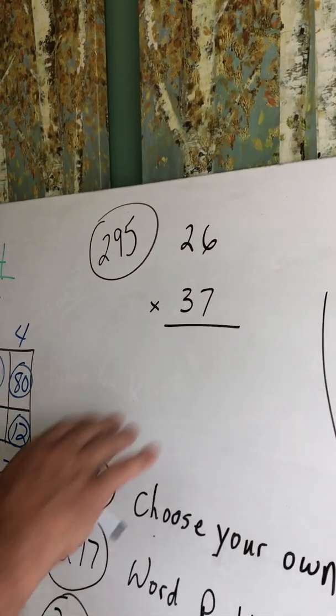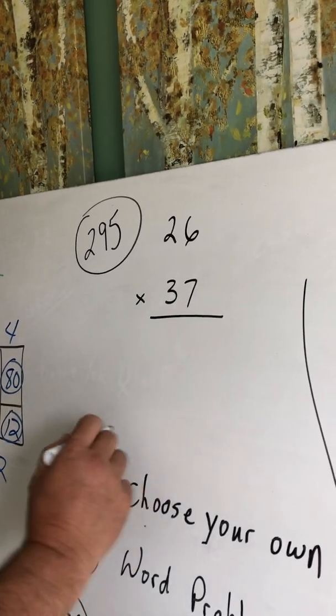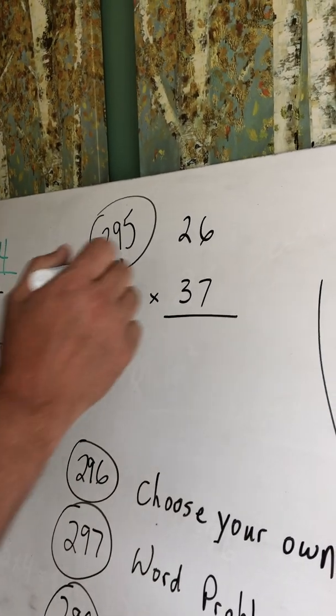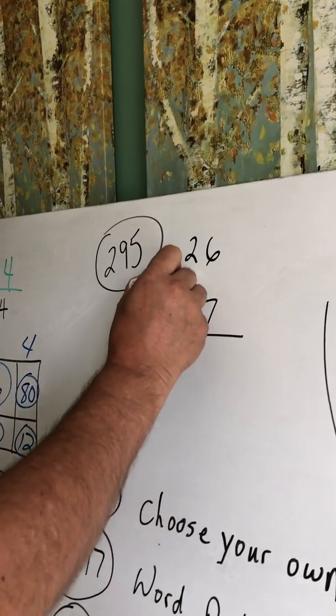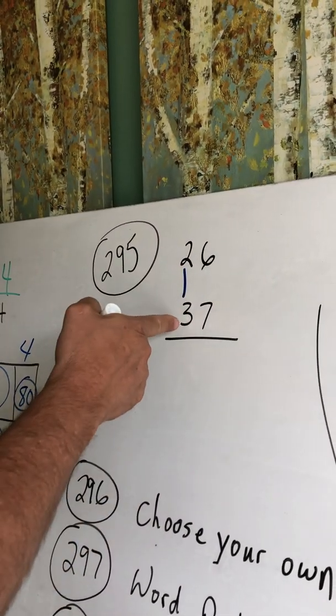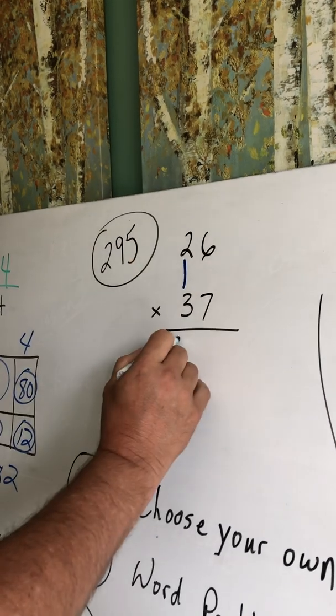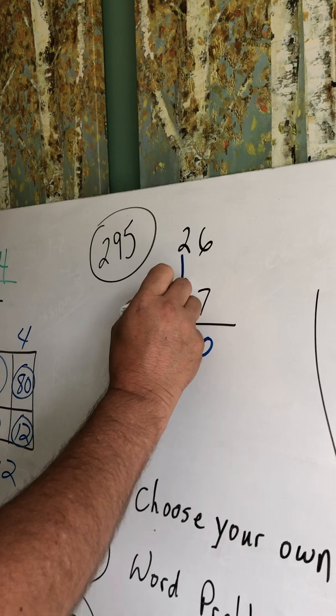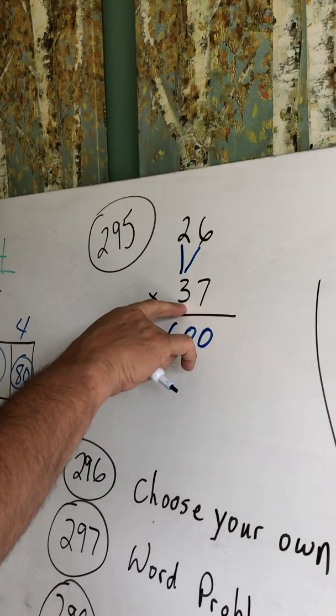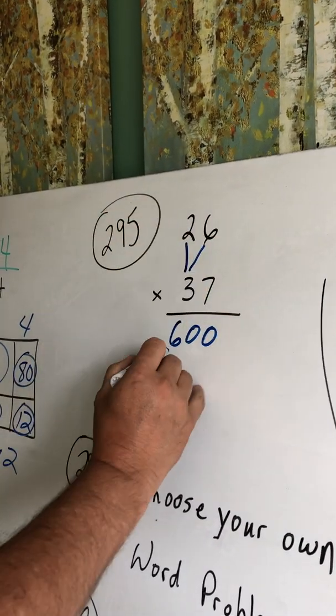And you're going to have 4 partial products that you have to add up. Okay? So we did this a couple days ago. You're going to start with this one. So this is 30 times 20, 600. Okay? Then you're going to cross 30 times 6, 180.